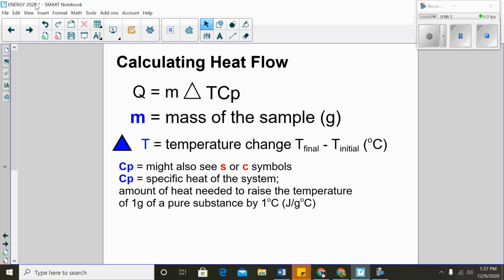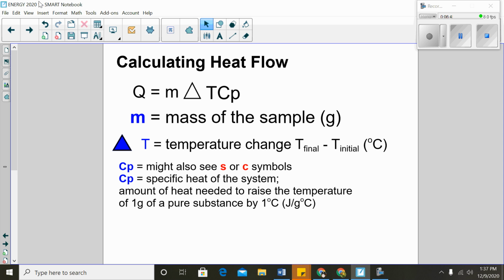Now, what specific heat is, it's the amount of heat that's needed to raise the temperature of 1 gram of a pure substance by 1 degree Celsius. And you can see the units here are J, which stands for joule, that means energy, per gram degrees Celsius. So if you think of like aluminum foil, right? So it is aluminum foil, not tin foil. That's something else. So aluminum foil that you might have in your kitchen, or we use it here at school.